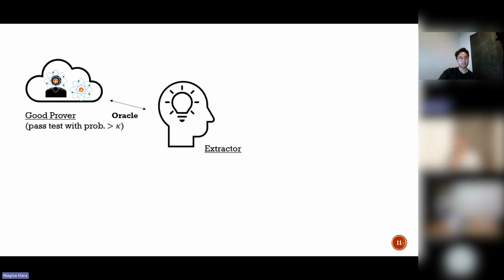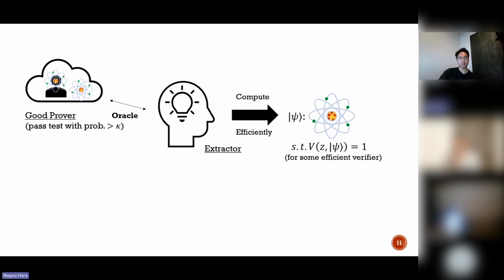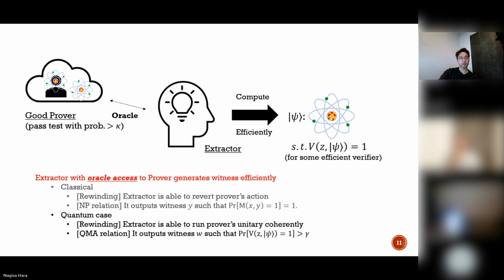If it's a quantum state and the prover is quantum, then the prover must compute the valid witness efficiently at the end of the day. So we have to adapt the definition of the extractor in the quantum setting. We modify the rewinding to quantum rewinding. Namely, the extractor is able to run the prover's unitary coherently. This is exactly what you see with the zero knowledge property in a quantum setting.